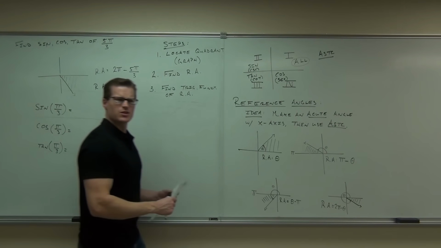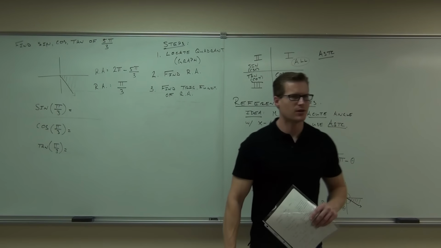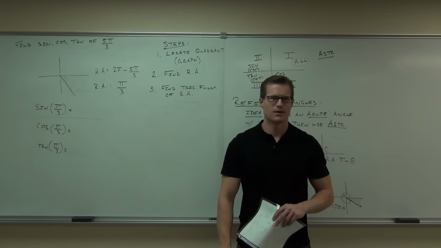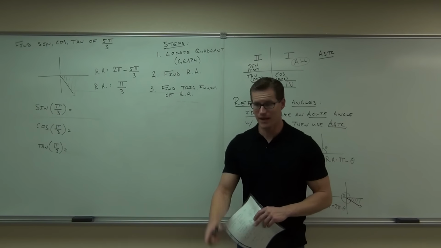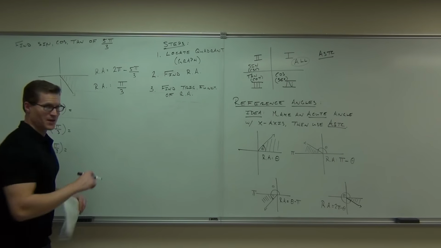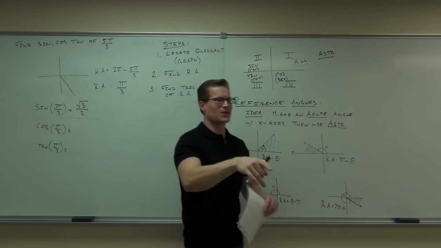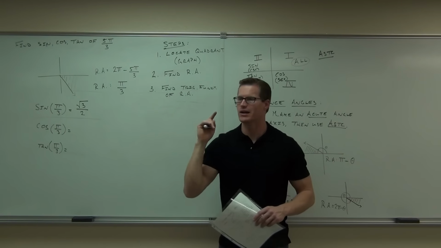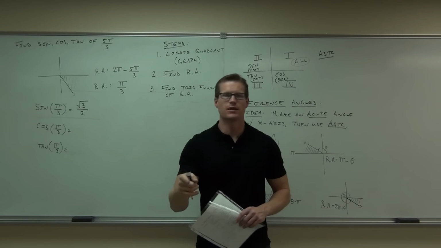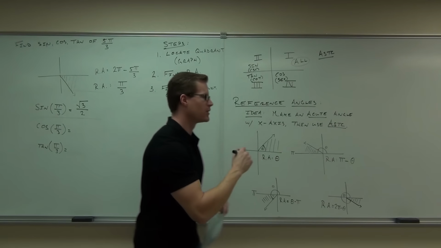Anybody know off the top of their head how much is sine of pi over 3? Do you know? Square root of 3 over 2. Yeah, that's exactly right. Off the top of your head? No. Okay, somebody else. Let's all play along here. Come on, let's do cosine of pi over 3. Yeah, cosine of pi over 3 is 1/2.